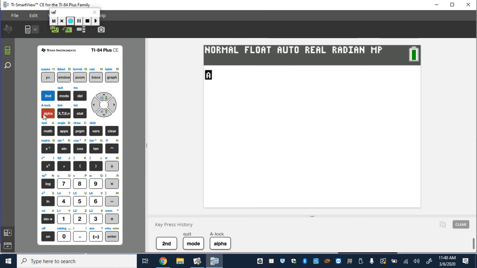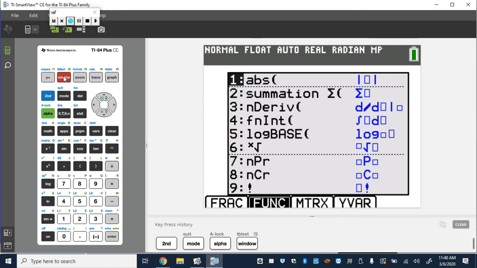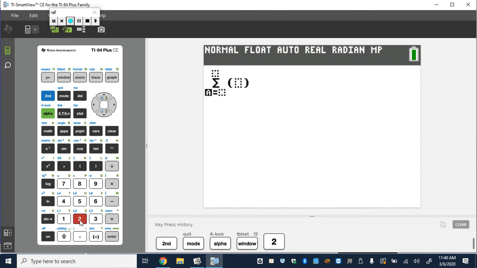If you hit alpha window, you should get this little table of options. Alpha window. And then if you look there, choice number 2, that is your summation sign. So you would select that second option in there. I recommend just using X in the calculator. Don't go finding the letter that it's using. Just use X as your variable.